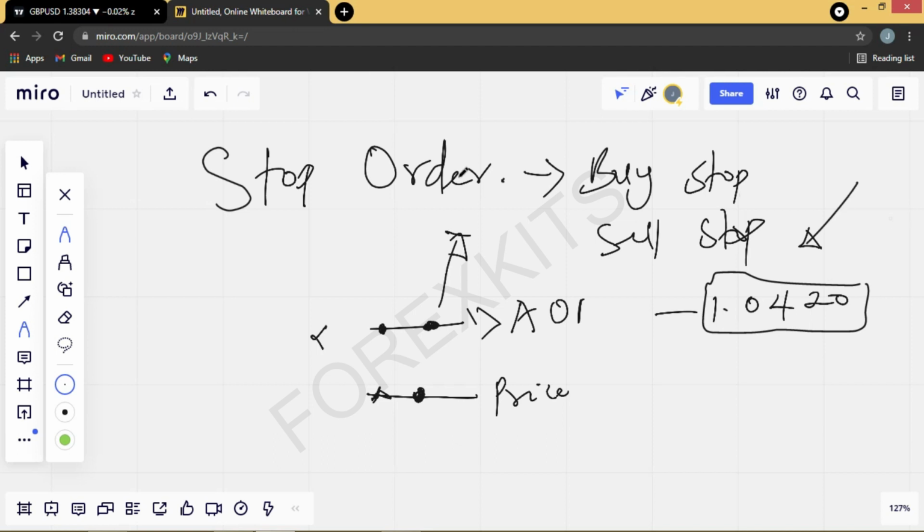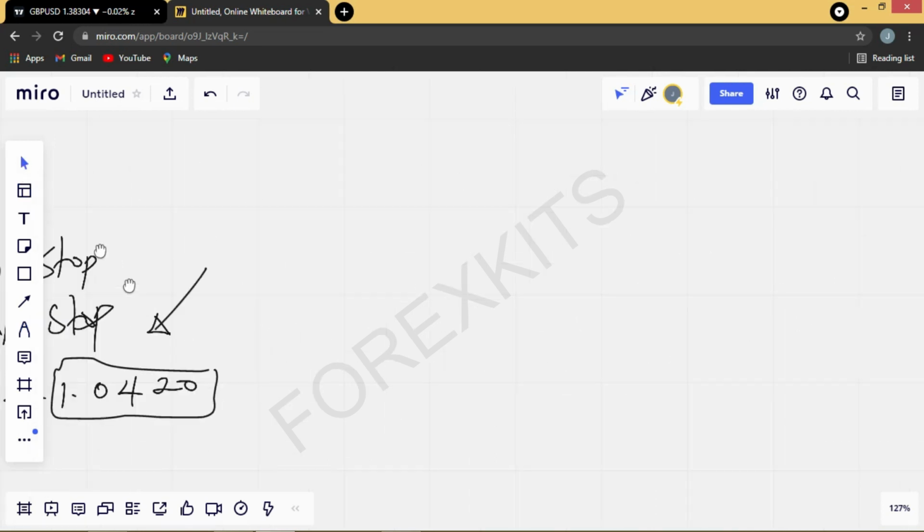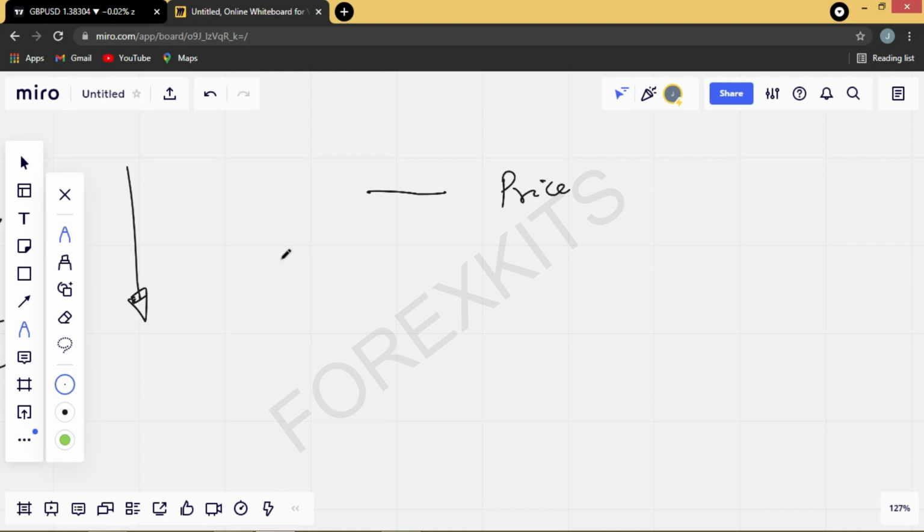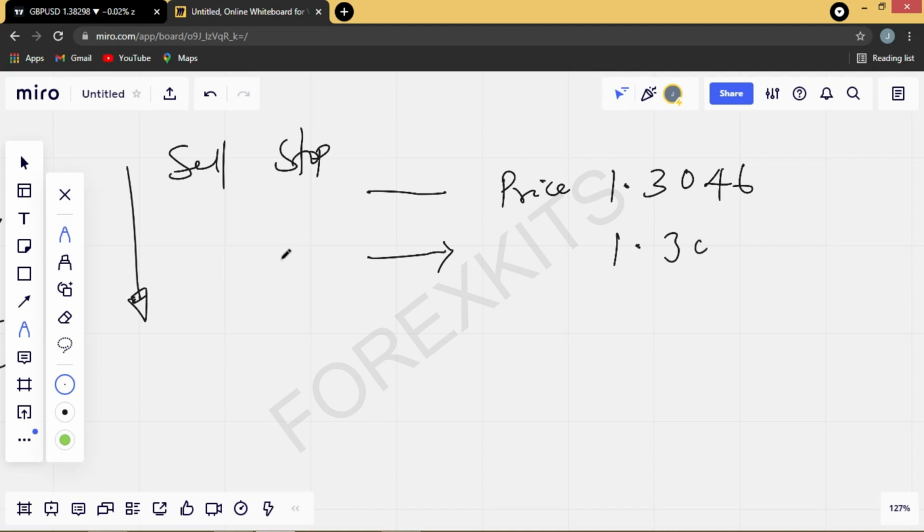Same thing for this sell stop. Price is not currently where you are interested in. So once again, for a selling trade, you expect price to go down. So price is up here, this is where price is at. Sell stop, let me write that out here. This is where price is at, and this is where you intend to get into a trade. So let's say price is at 1.3046, and you want to get in at 1.3044. So it's a 2 pip difference from where price currently is at.